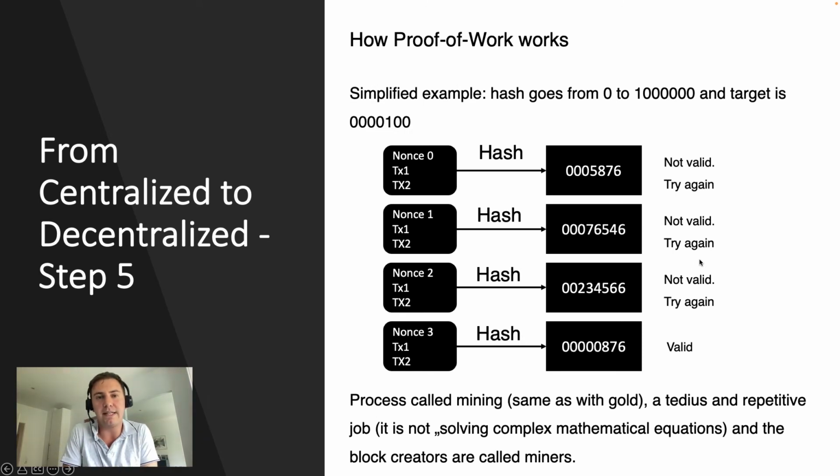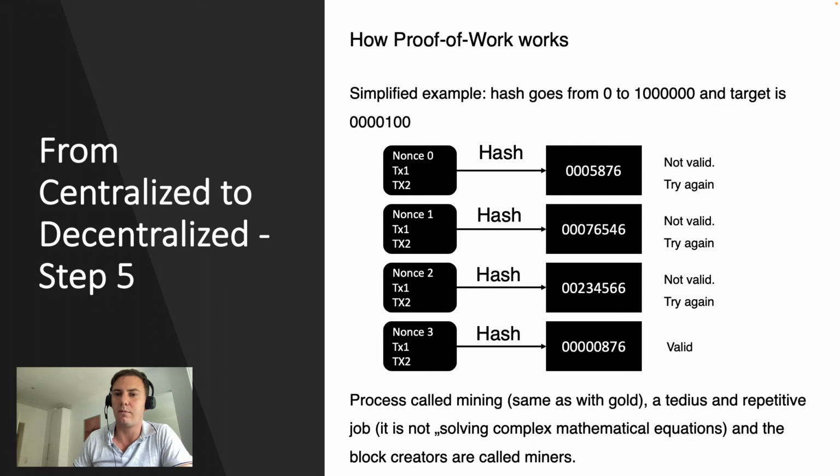Let's look at an example. A simplified example, where in reality the numbers are much higher, but then it's hard to understand. Let's do a simplified example with a hash that goes from 0 to 1 million, and the target is 100. So for the first block, the target number is 100. The block creator uses different nonces until the hash function of the block's data is less than the target. It does this repeatedly until it finds a valid block.